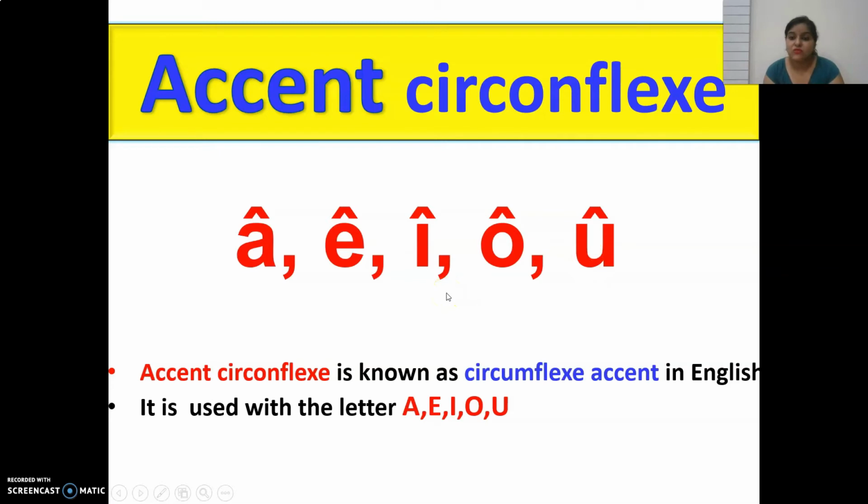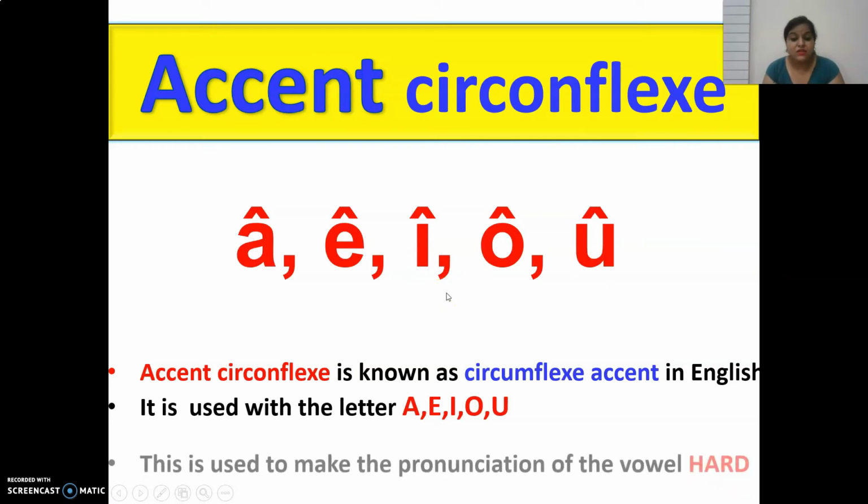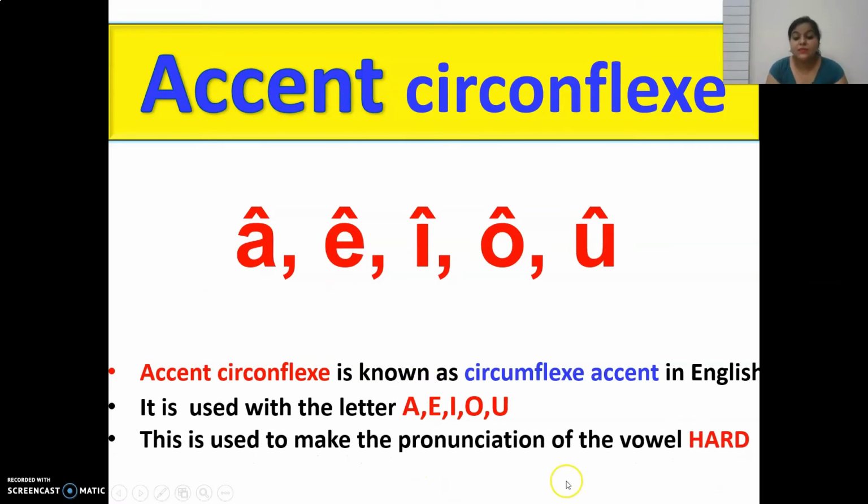And what's the reason for putting an accent circumflex over a vowel? So as to make the pronunciation of the vowel hard. That means when I want to focus on the sound of a particular vowel in a word, at that time I put an accent circumflex over that vowel. For example, listen to my pronunciation. I say hôtel, hôtel. Now I'm focusing on the vowel O.